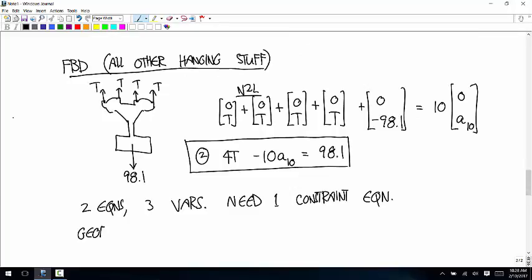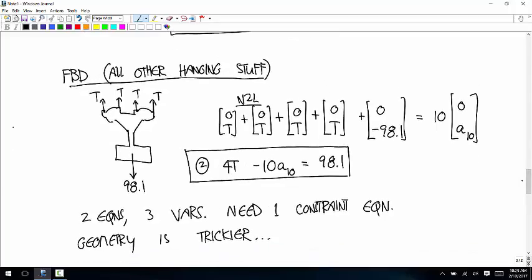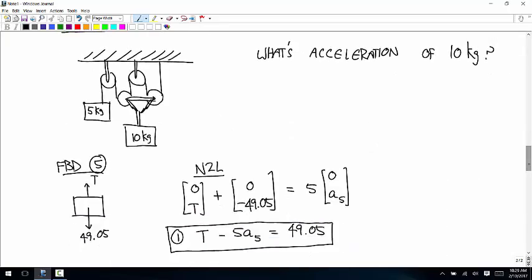Geometry on this one is trickier. Okay, so let's think about this for a second. If you pull the 5 kilogram down 1 inch, how far up does the 10 kilogram move? A quarter inch, yeah. You can think of it this way.